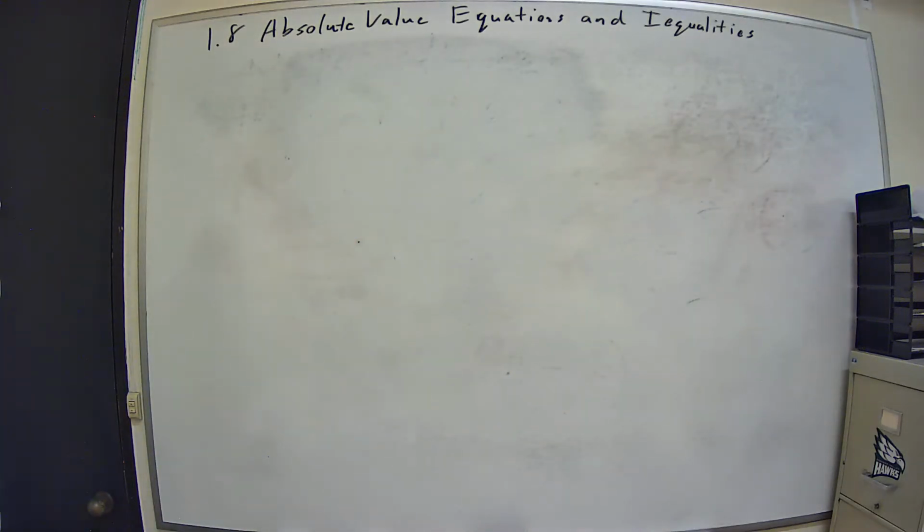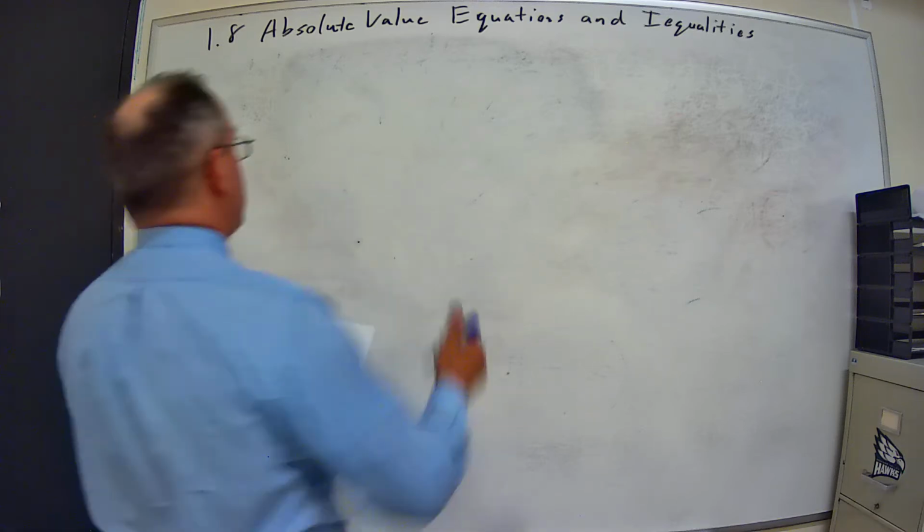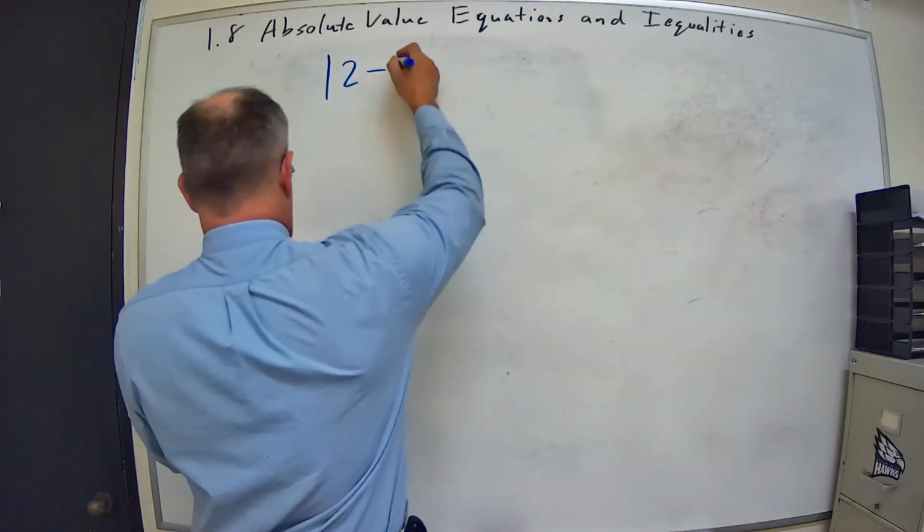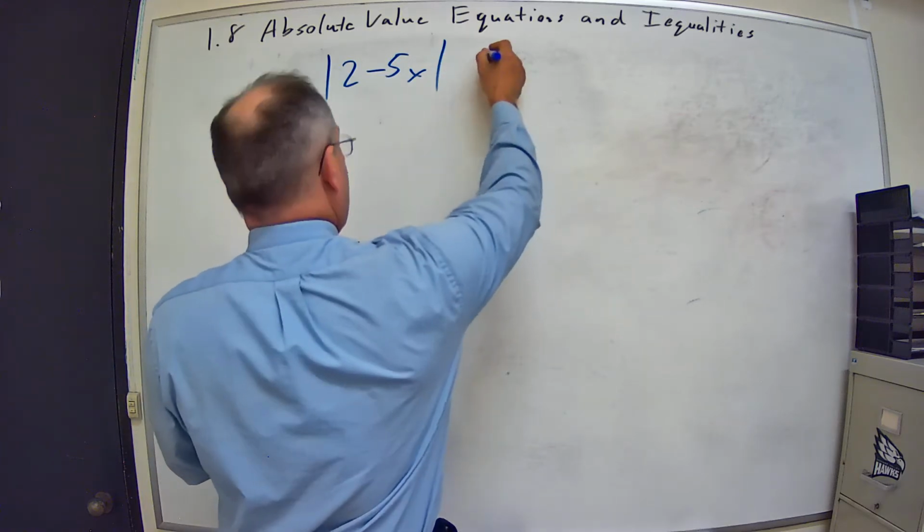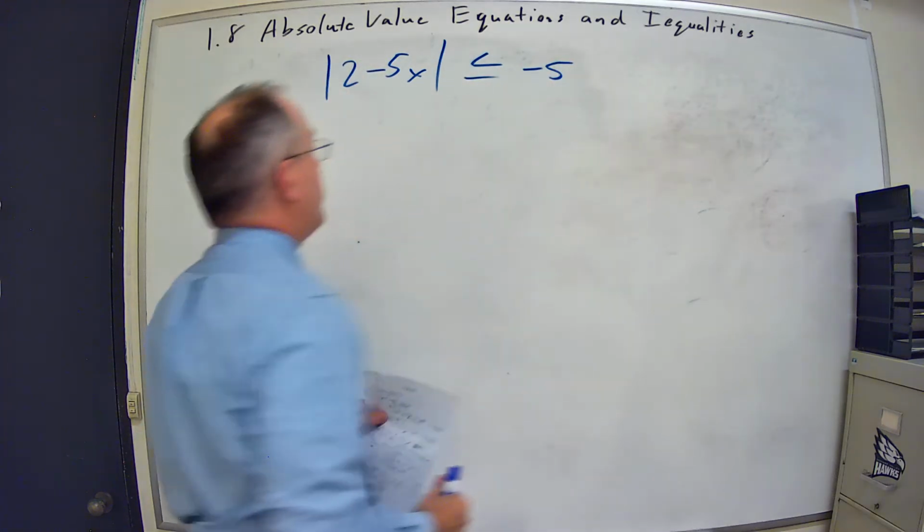The final special case I want to show you, absolute value of 2 minus 5x less than or equal to -5.